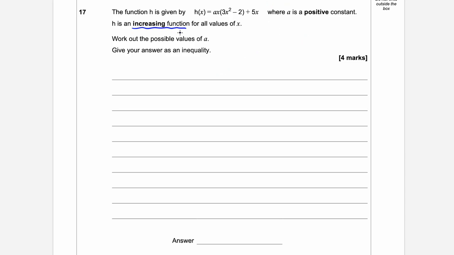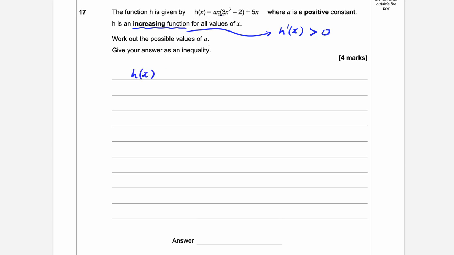And what that means is the key point here. This is a 4-mark question, guys, and you pretty much have to get this to get any marks. You have to understand that if it's increasing, the derivative, h dash of x, has to be greater than 0. So write that down straight away. Because if it's going up, the derivative, which is the gradient, will always be positive. Okay, so let's get the derivative.